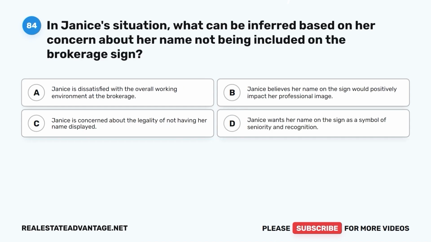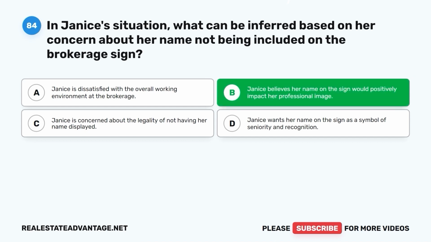Question 84. In Janice's situation, what can be inferred based on her concern about her name not being included on the brokerage sign? A. Janice is dissatisfied with the overall working environment at the brokerage. B. Janice believes her name on the sign would positively impact her professional image. C. Janice is concerned about the legality of not having her name displayed. D. Janice wants her name on the sign as a symbol of seniority and recognition.